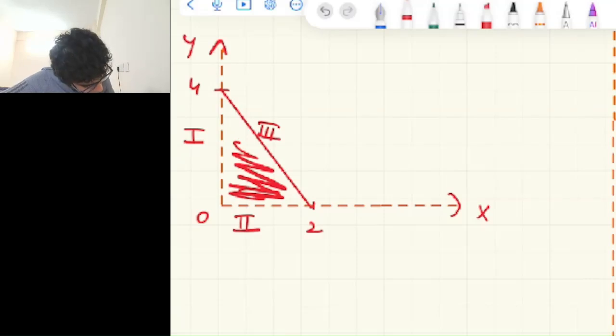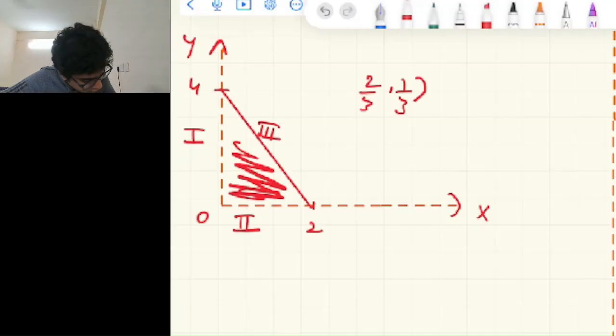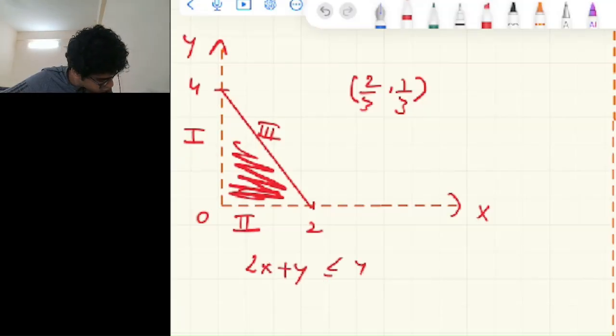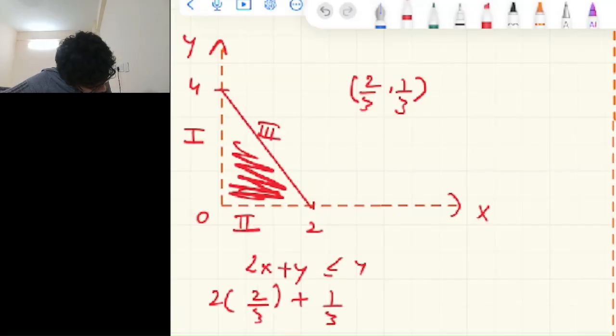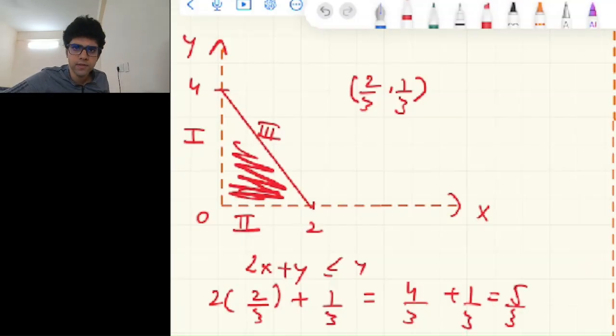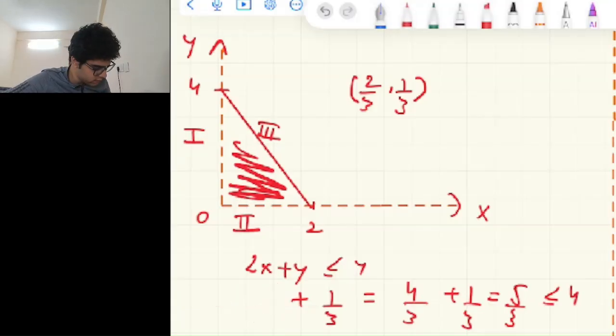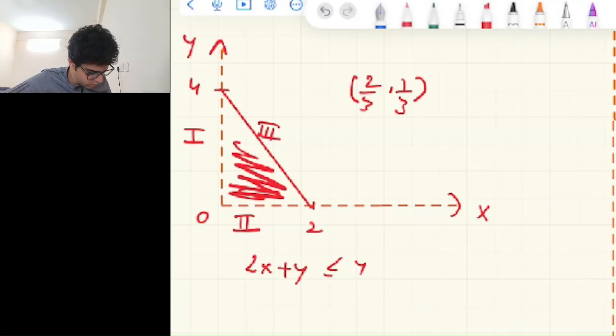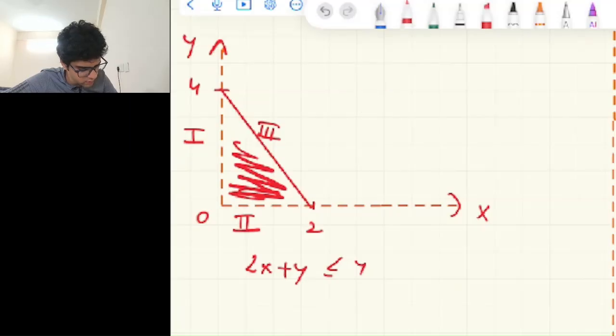First, there was another point that we had, 2 by 3 comma 1 by 3. We need to check if this lies within the region or not. So this equation was 2x plus y less than or equal to 4. If I just substitute 2 by 3 comma 1 by 3, 2 by 3 plus 1 by 3 turns out to be 4 by 3 plus 1 by 3, which is 5 by 3. 5 by 3 is less than or equal to 4, yes. So 2 by 3 comma 1 by 3 also lies in the region.